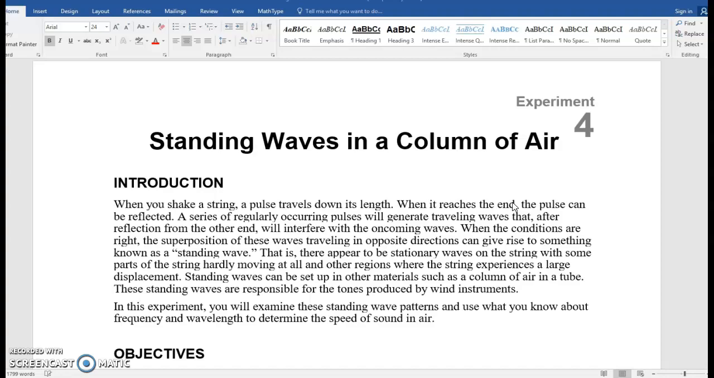But as you read in your notes, maybe even the book, we can set up a standing wave on a string or a column of air. So this lab is going to be about setting it up in a tube or a pipe, but you do know that you can set up conditions that give rise to something known as a standing wave, where there are parts where the string is hardly moving at all. Those are nodes. Other regions where the string experiences a large displacement, those are the antinodes.